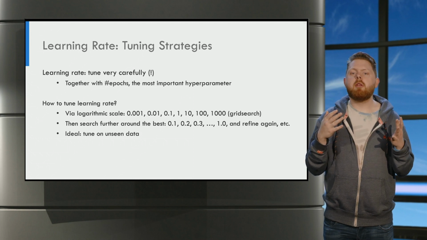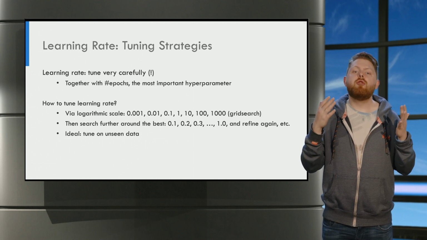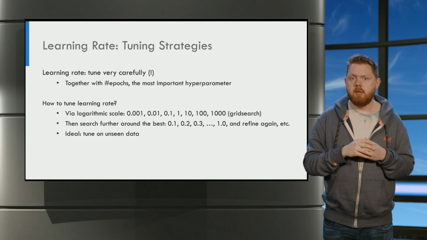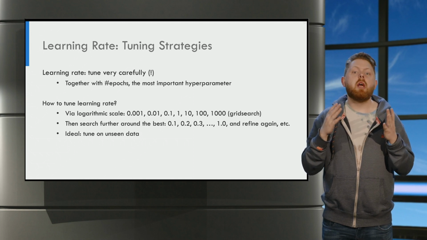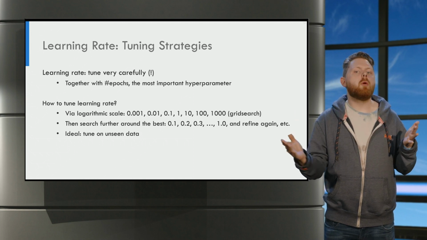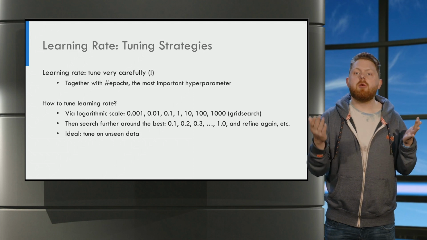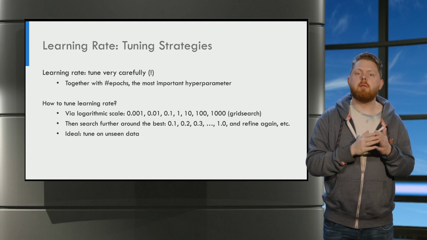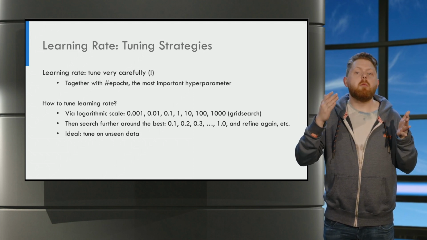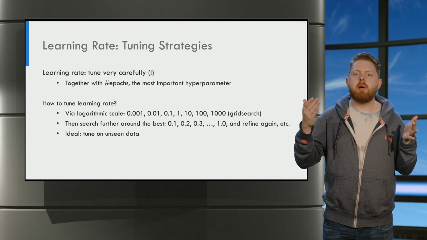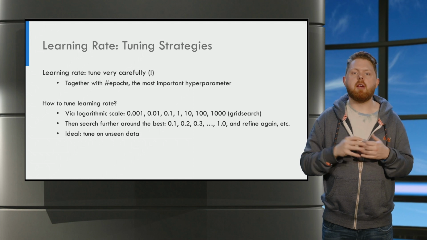Like other hyperparameters, it is best to tune it on test data. This means you let the algorithm train all the way and at the end record the performance on a test set. Then you try multiple values for the hyperparameters and you choose the one that performs best on the test data.